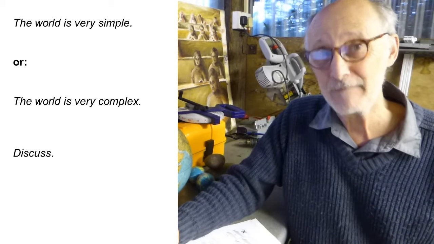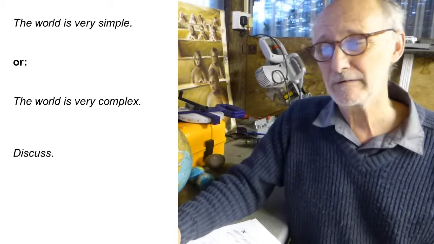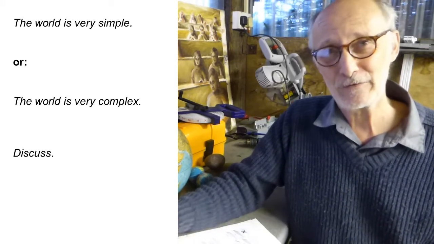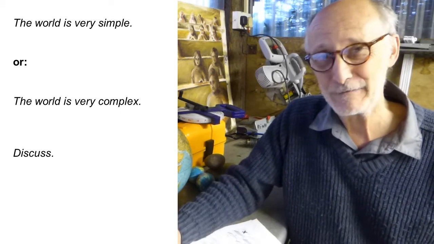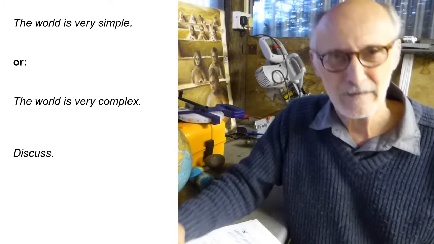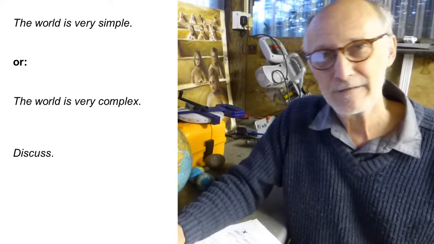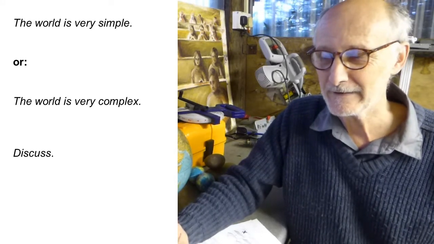Do you think the world is very simple? Or do you think the world is very complex? I'm not necessarily talking on a life scale here. I'm focusing on the scale of physical geography. But is the physical geography environment pretty simple or is it pretty complicated?